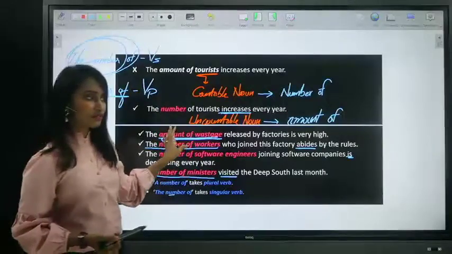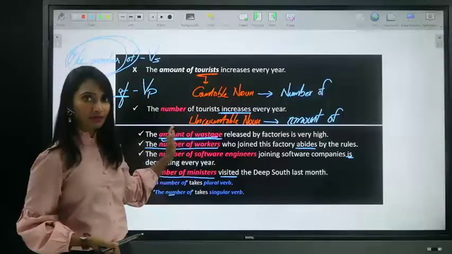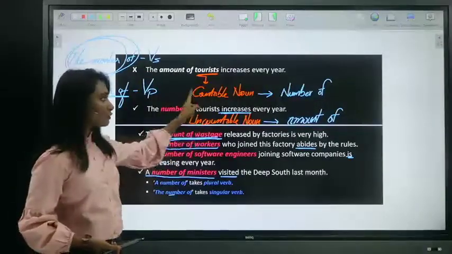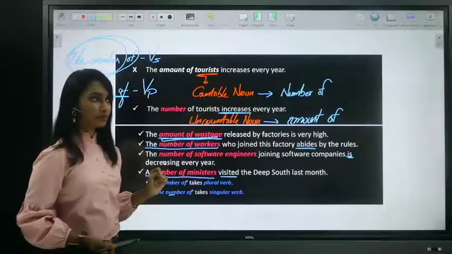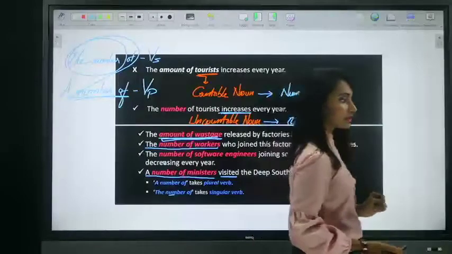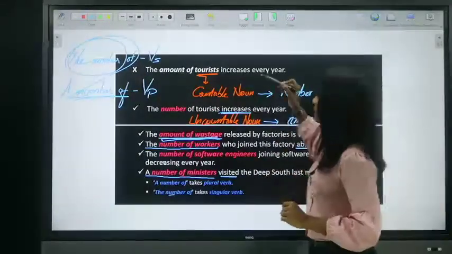Any questions? Anyone, any questions? Is the concept clear with a number of, the number of, countable and uncountable? If you got any questions, do let me know. Let's move on to the next one.